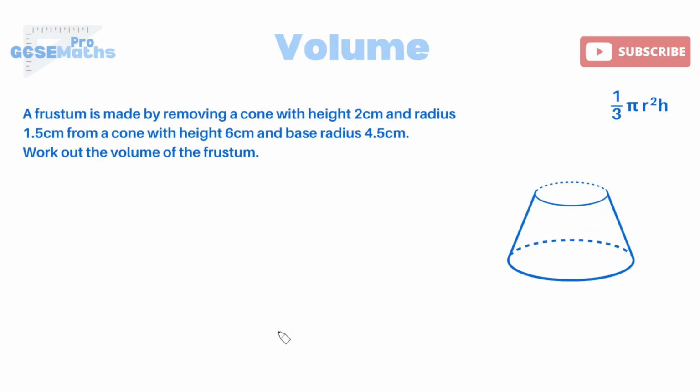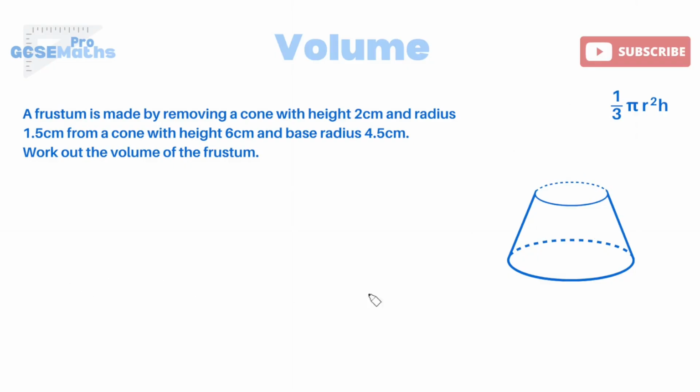Okay, now let's focus on the frustum. So we've got: a frustum is made by removing a cone with height 2 centimetres and a radius of 1.5 centimetres from a cone with height 6 centimetres and base radius 4.5 centimetres. Work out the volume of the frustum. So that's a lot of information.